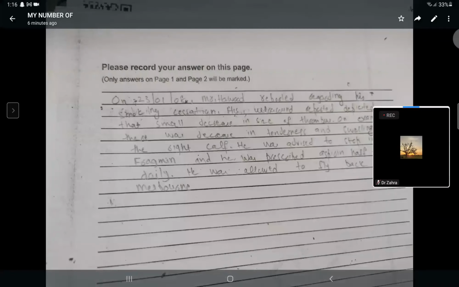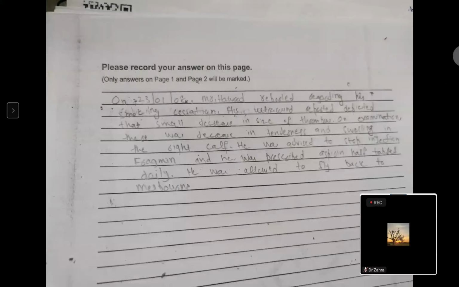Dr. Moss, can you read this? Yes, madam. On 23rd January 2008, Mr. Haywood reported regarding his smoking cessation. Haywood spelling is incorrect. Is it reported or reported? Don't take side of your friend. It's reported. Dr. Zishan, are you there? Yes, ma'am. Okay. All right. Go, Dr. Moss.